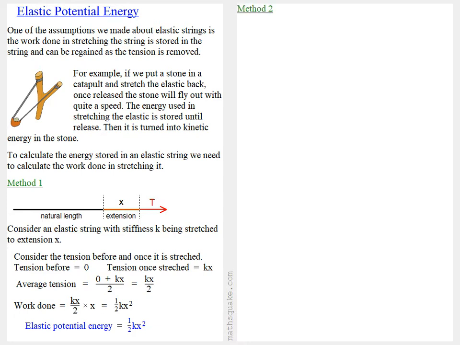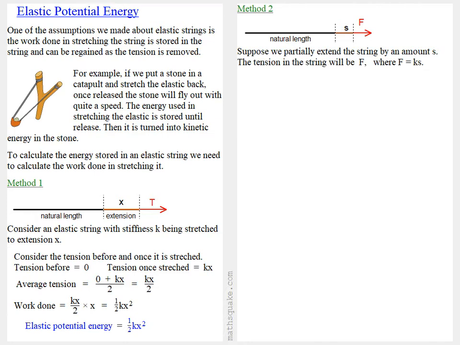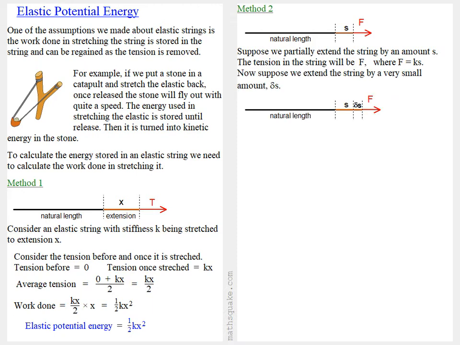So a second method would use calculus. Suppose we partially extend the string by an amount s. The tension in the string will then be F, where F is equal to Ks. Now suppose we extend the string further by a very small amount delta s. We can assume the tension stays the same just for that very short period. So the work done in stretching the string by delta s is F times delta s.